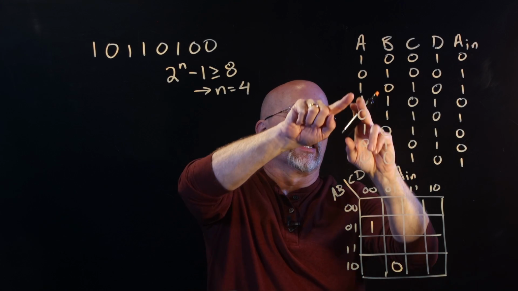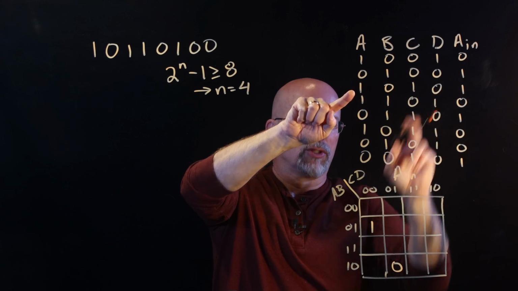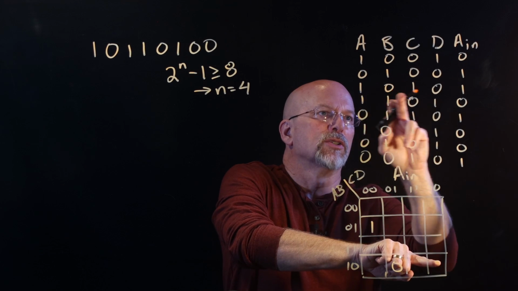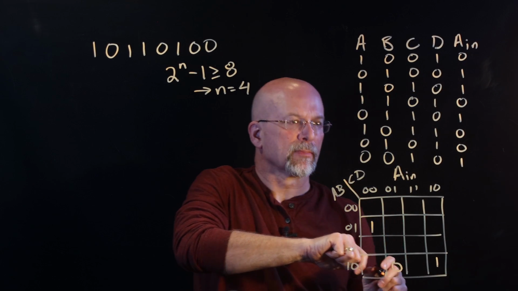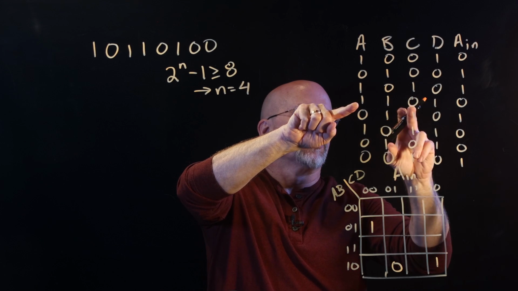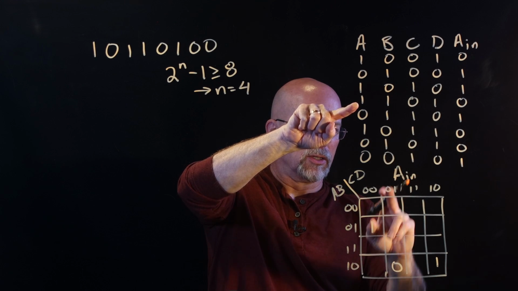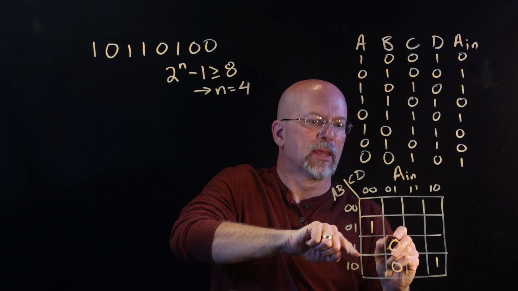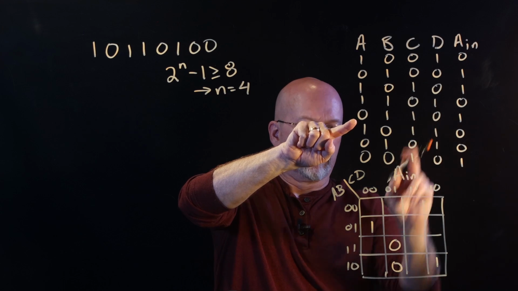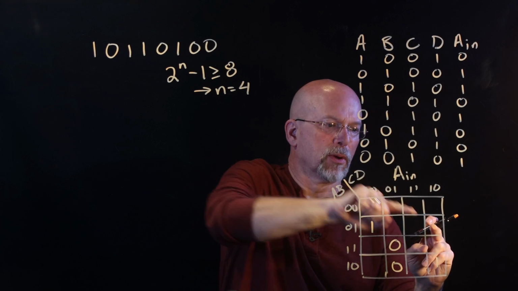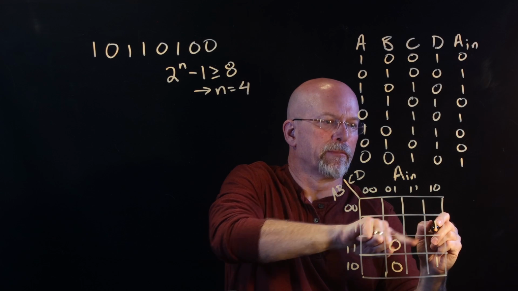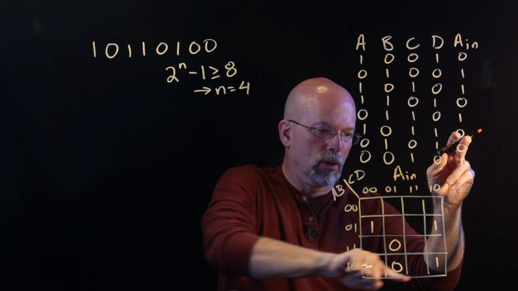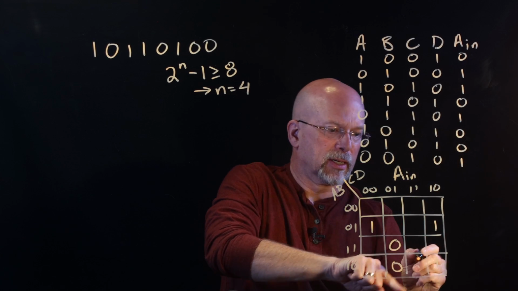And then we have the third row, 1, 0, 1, 0. This cell right here, that's a 1. The next row, 1, 1, 0, 1. This cell right here gets a 0 for AN. Then 0, 1, 1, 0. This cell right here gets a 1. Then 1, 0, 1, 1. This cell right here gets a 0.